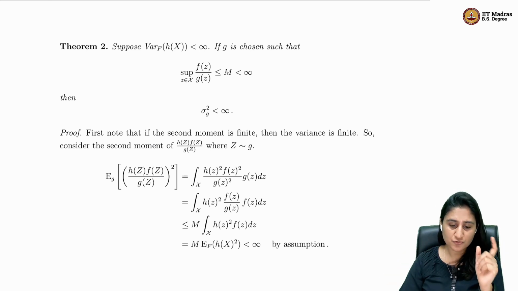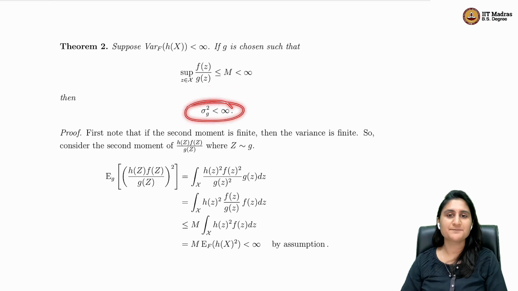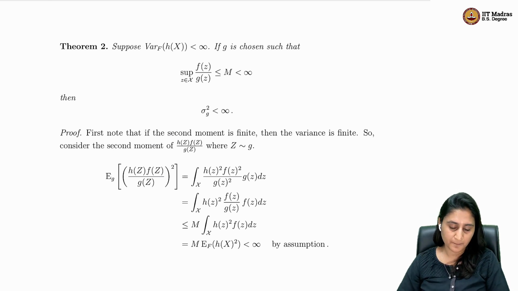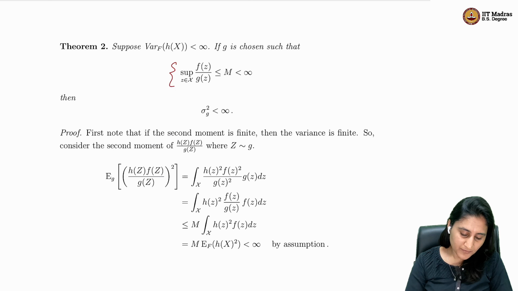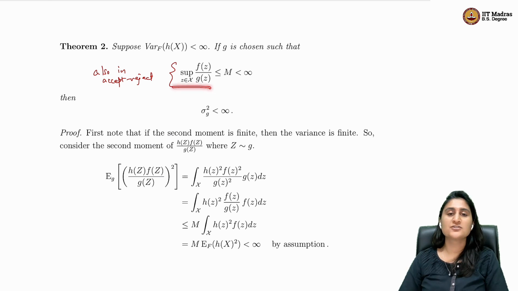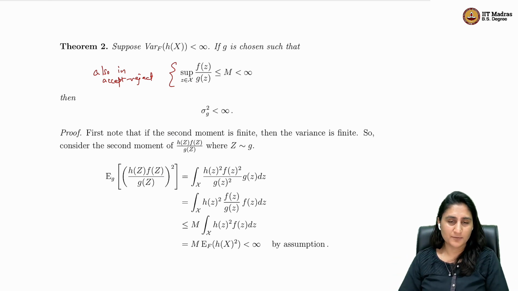So if g is chosen such that the supremum of f by g is less than or equal to m, which is finite, then sigma squared g is finite, which means the simple importance sampling estimator has a finite variance. Now recall that this ratio was also in accept-reject, or rejection sampling. So this is a familiar quantity. In order to implement accept-reject, we needed the supremum of f by g to be bounded by some c. And now I'm calling that supremum of f by g bounded by some quantity m. So let's start by proving this.